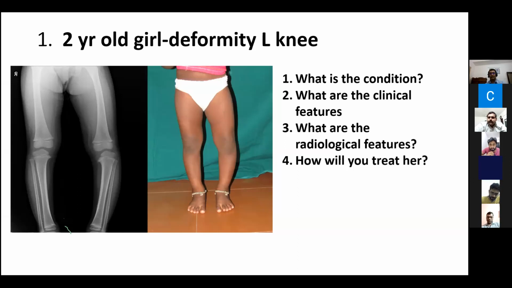There will be metaphyseal beaking, sir, at the medial side. Okay, that is one of the features. Anything else? We'll have to look out for any epiphyseal or metaphyseal dysplasia, sir. Or irregularity, you mean? Yes, sir. Then what else? Okay, anybody else? Shinas?